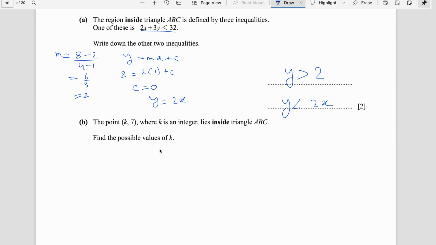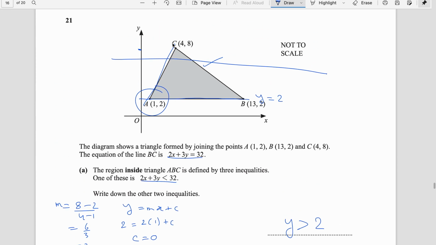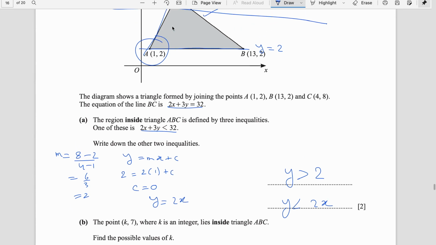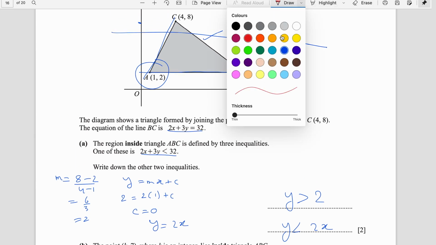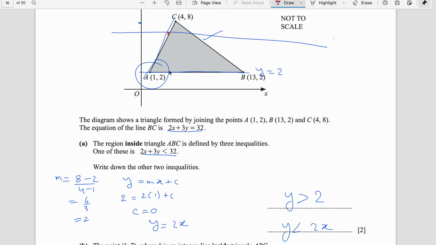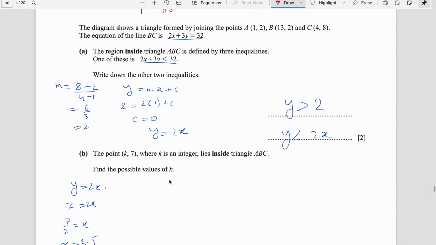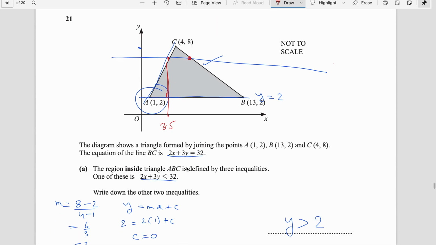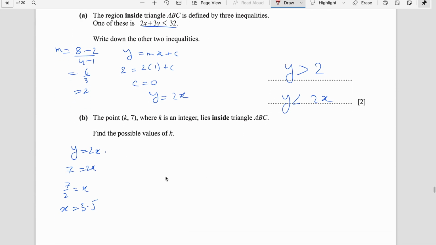And if it lies within this region, we have the equation of AC as y = 2x. If I use y = 7, x is 7 by 2, that is x is 3.5. So I know at this point of intersection, x is 3.5. First thing.